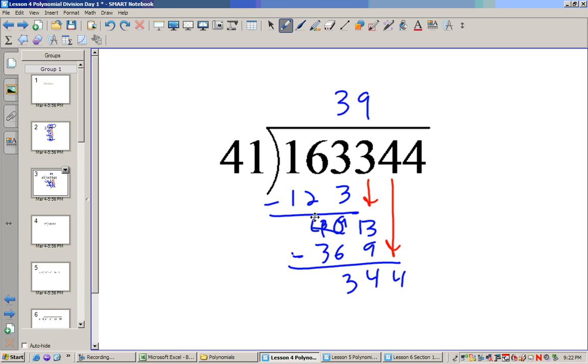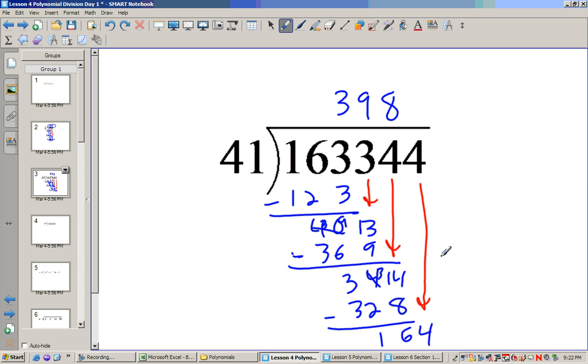Well, 9 times 41 is 369, so I'll have to knock that down by 1 to get 344, so that would be 32. This turns into 33, and that would be a 6. 16 is left over, and now we bring down the last 4. Now we're to the end. 41 goes into 164. Looks like 4 even times.